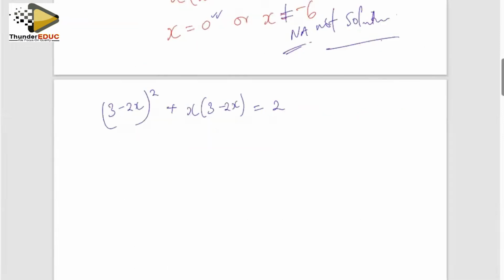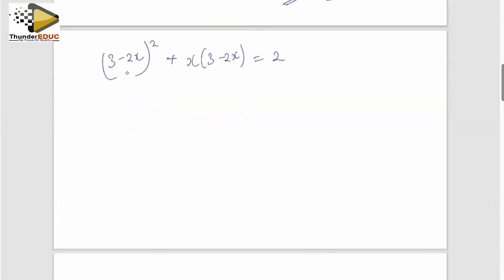All right, so let's open this up. When you open this square bracket, 3 squared is going to give us a 9. 3 times 2 is a 6 times 2, which is minus 12x. And then 2x squared must give us a positive 4x squared. When we open this, that's going to be 3x minus 2x squared.